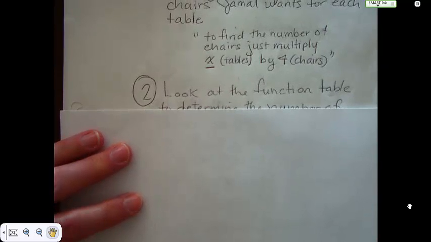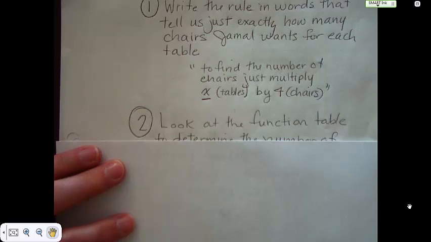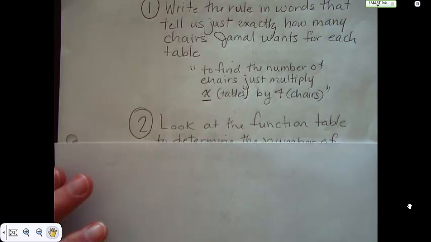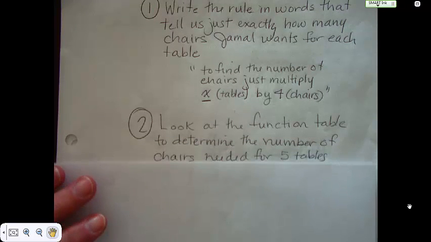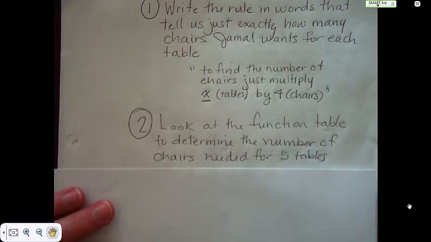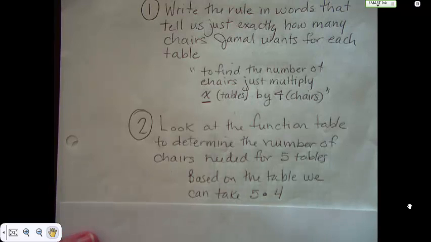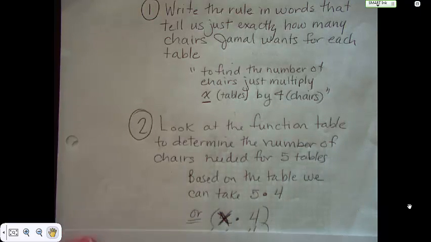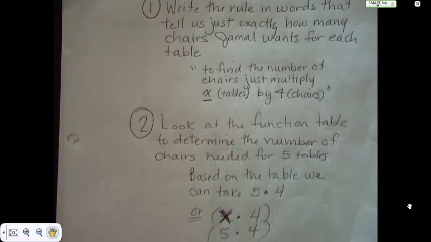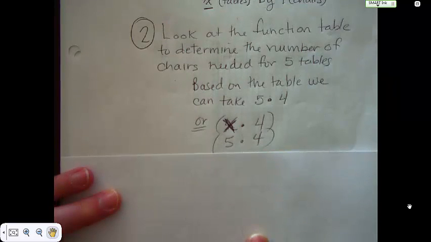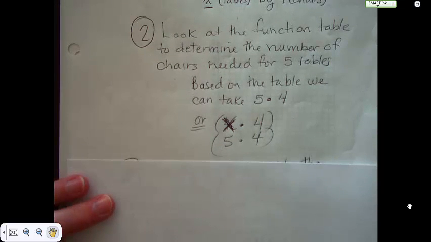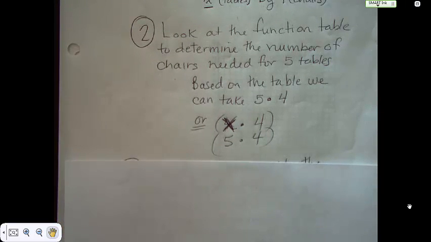Then you have to look at the function table. I'm going to move this down so if you're still writing, you can see it. You look at the function table to determine the number of chairs needed for 5 tables. Based on the table, we can take 5 times 4, because that is our function, 4 times whatever the x is, or x times 4, and we get 5 times 4, which happens to be 20. So for 5 tables, we would have 20 chairs.